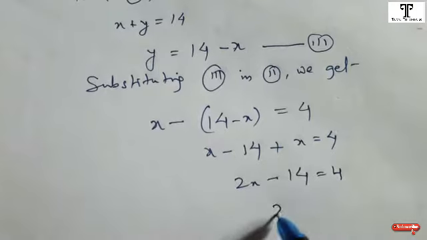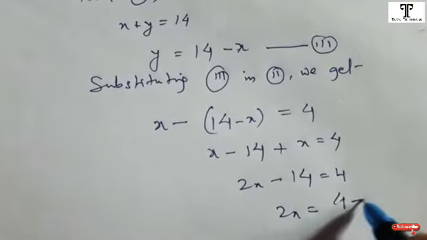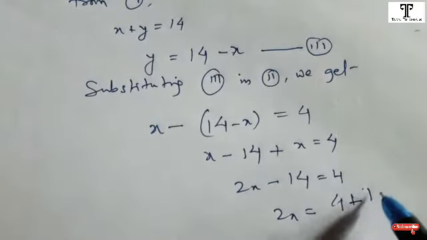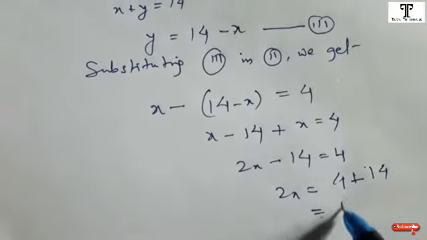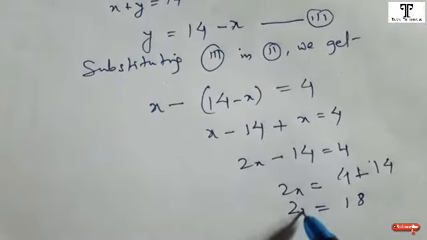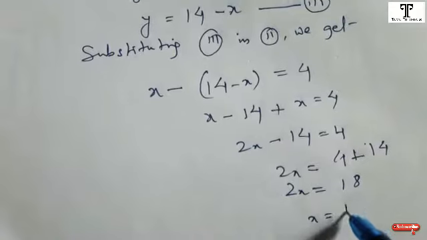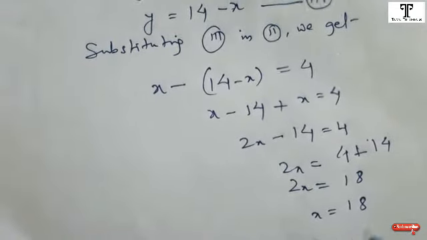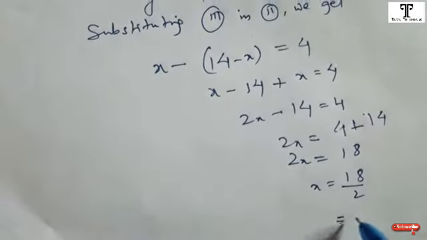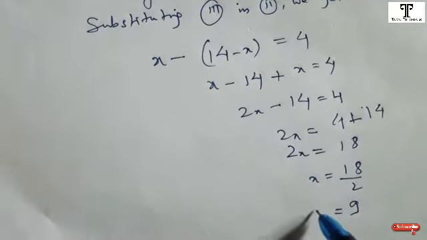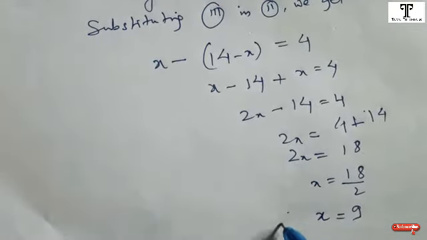So 2x equals 4 plus 14. 4 plus 14 is 18. On this side we have 2x, so x equals 18 by 2, that is 9. So the value of x is 9.